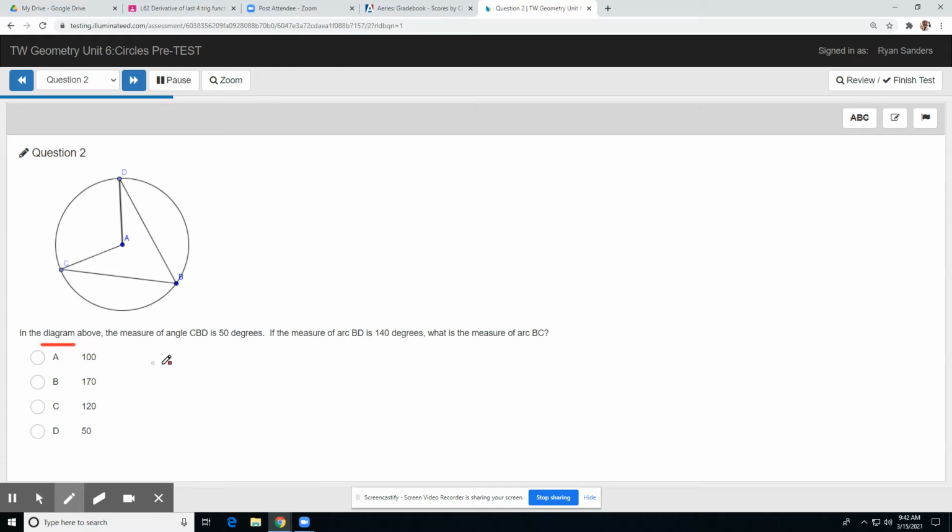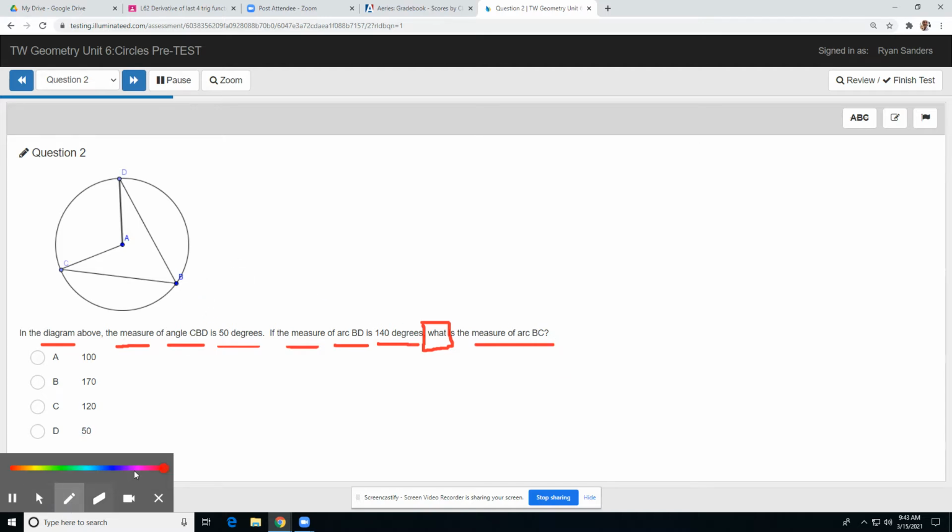In the diagram above, the measure of angle CBD is 50 degrees. If the measure of the arc BD is 140, what is the measure of arc BC?